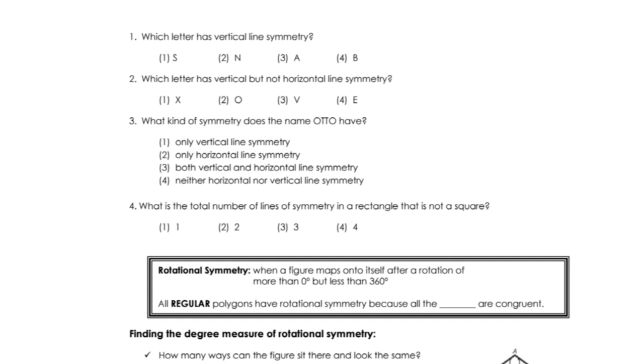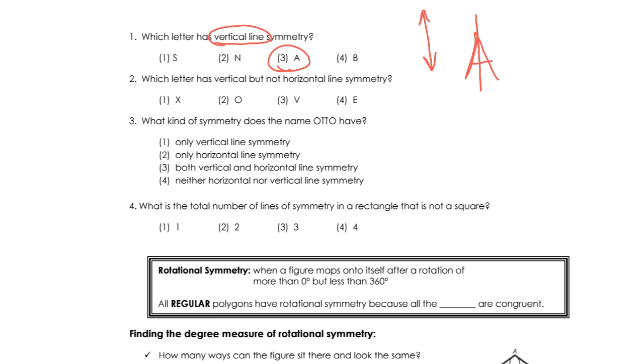Right, so number 1 says, which letter has vertical line symmetry? So we're looking for which letter we can go straight down. Remember, vertical lines go up and down. Which one of these can have that line of symmetry? Hopefully you can see that the A would have that. If I draw a capital A and I go down with one vertical line, the left side of that A would match up with the right side of the A. And so 3 has vertical line symmetry.